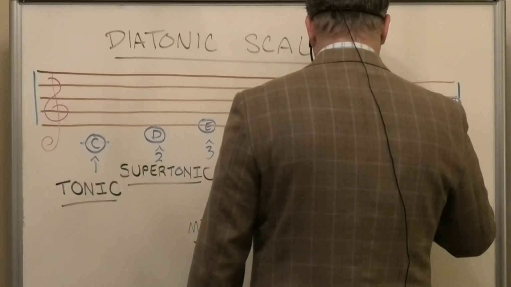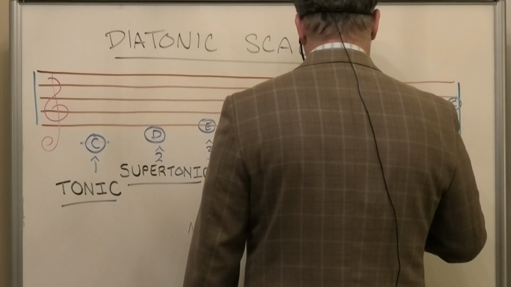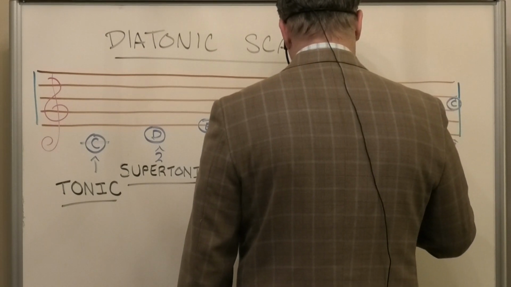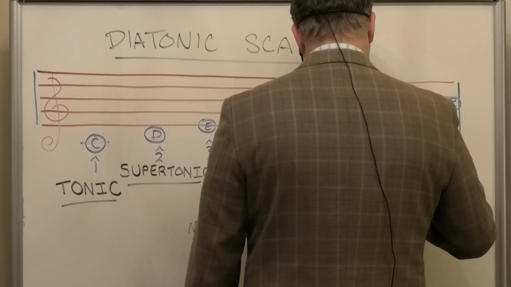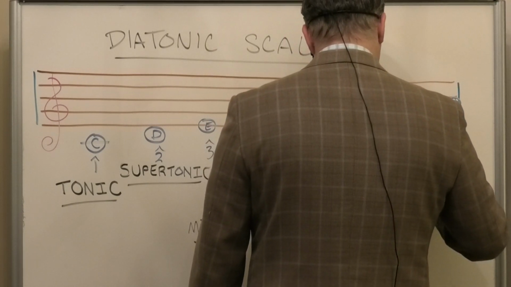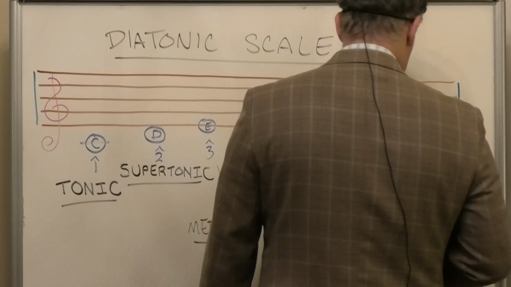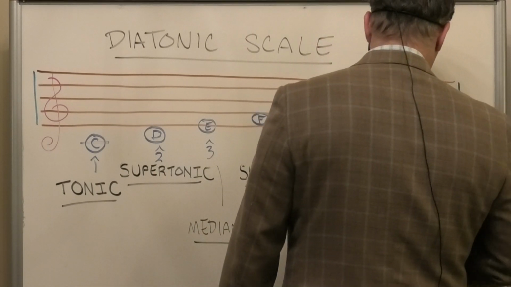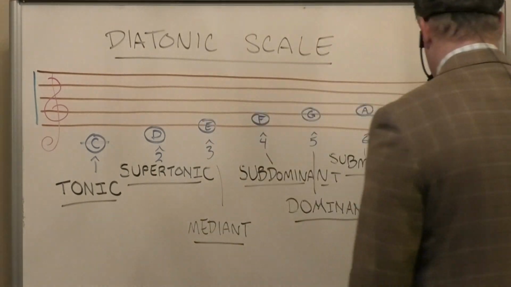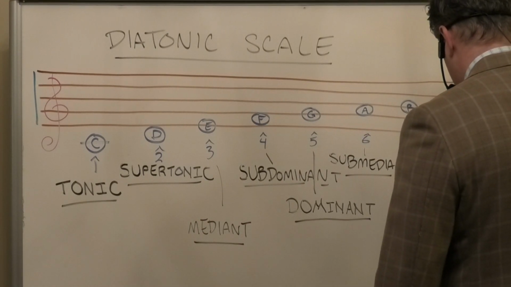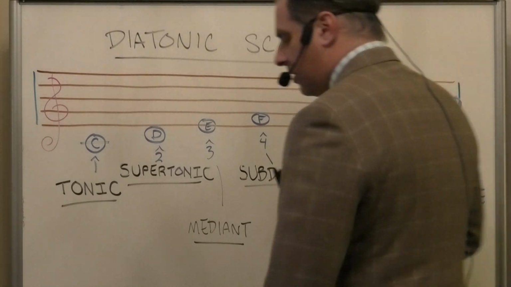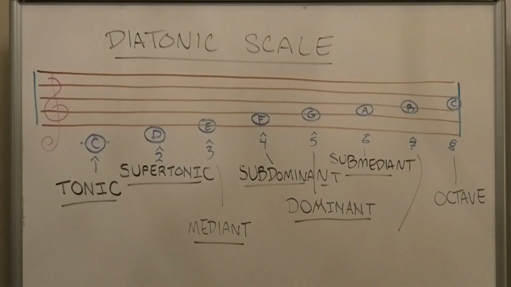Six is called a submediant. I don't know why, it just is. Probably couldn't think of a good name for it. Seven is really important. 8 is called octave. The word you're going to hear most throughout your entire musical career is octave.